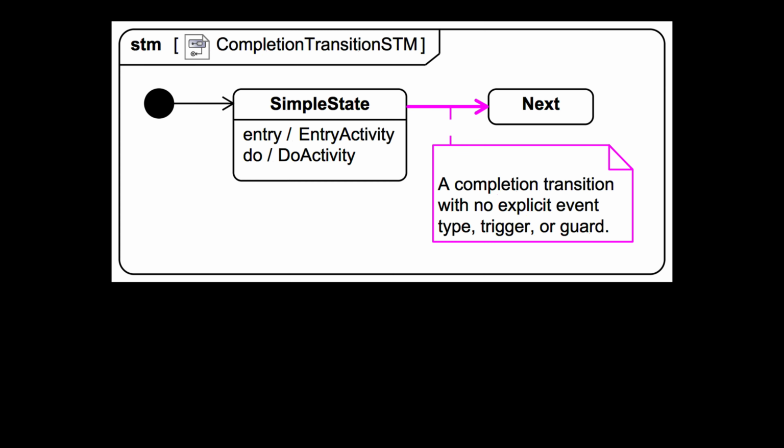Okay, to summarize, a completion transition is essentially an automatic transition that will always be taken when no explicit event type trigger guard are specified. The implication is that the state that is the source of the transition is not acting like a state in a purist state machine would, because it never stays in the state. Once the entry and do activities are completed, it will always transition.